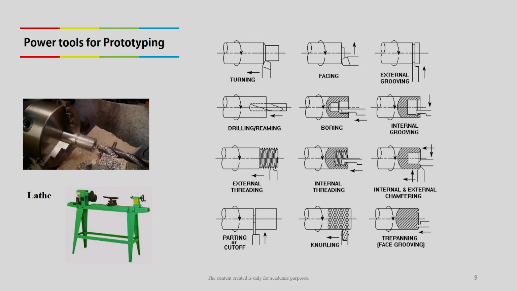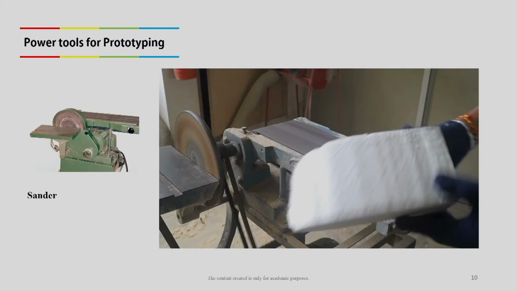So, this is the construction of the wood lathe. So, here the chuck is completely different than the metal lathe. This is the chuck of the metal lathe. Next power tool is sander. In sander there are two part, one is disc sander and another is the belt sander.